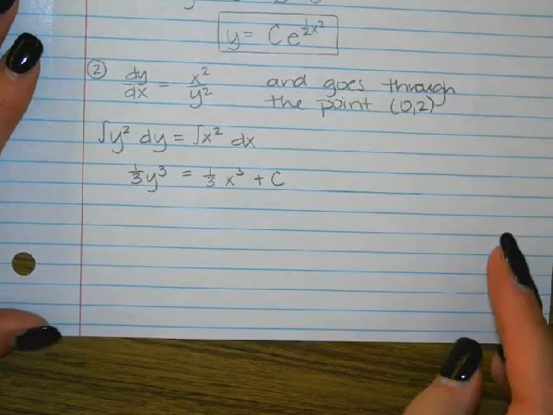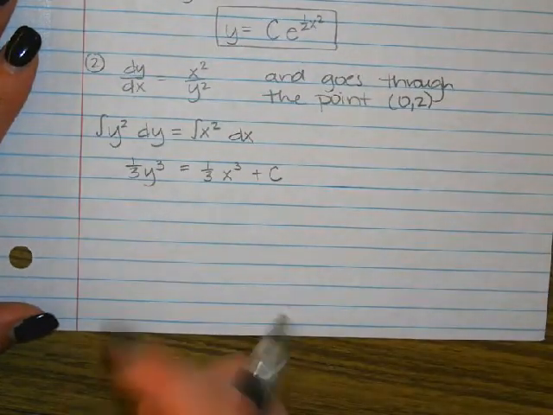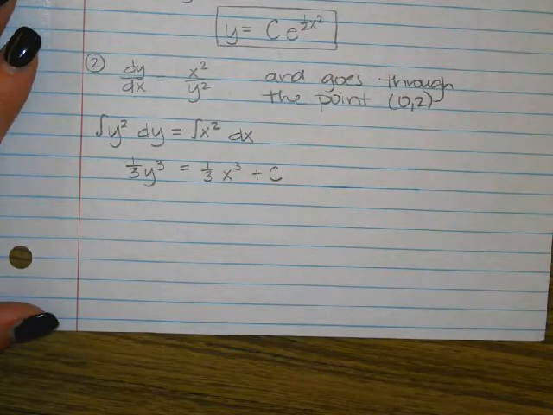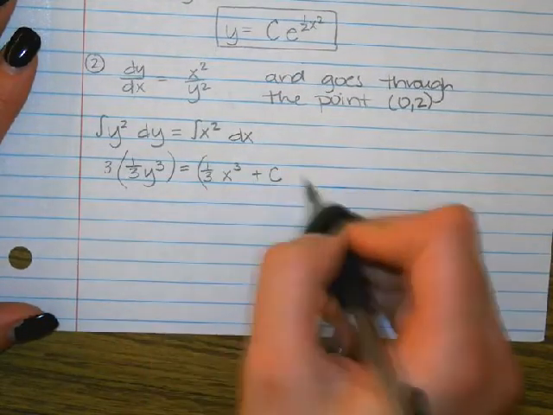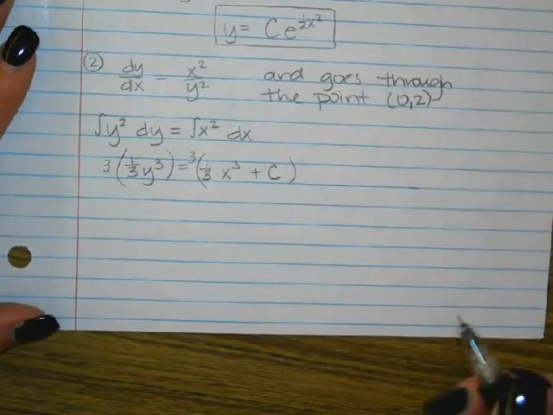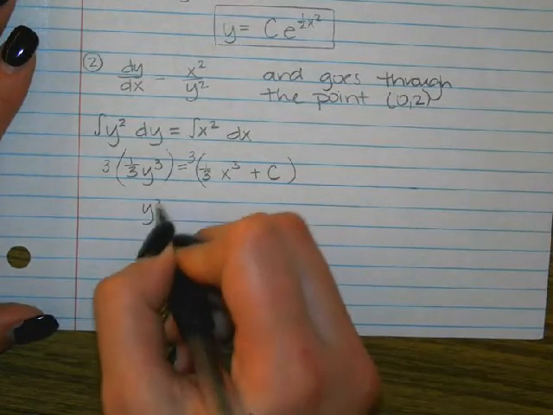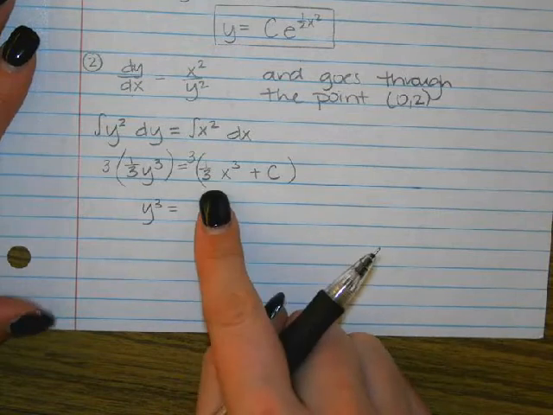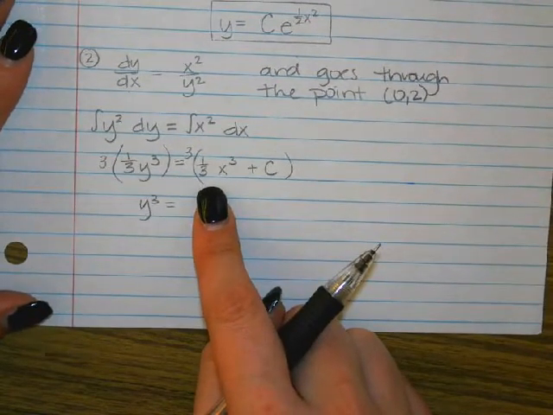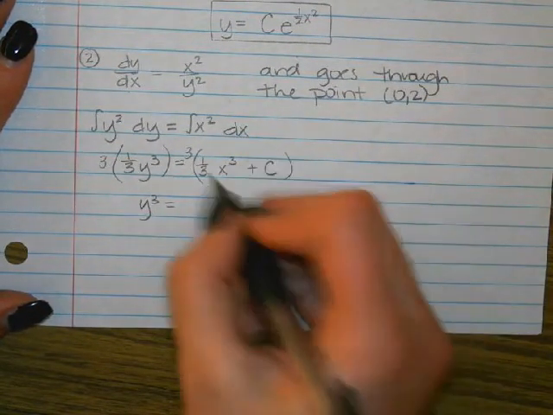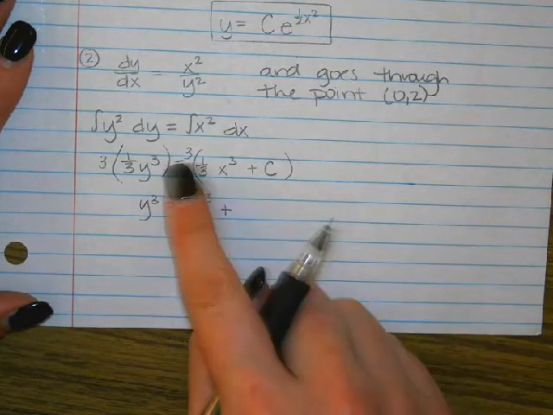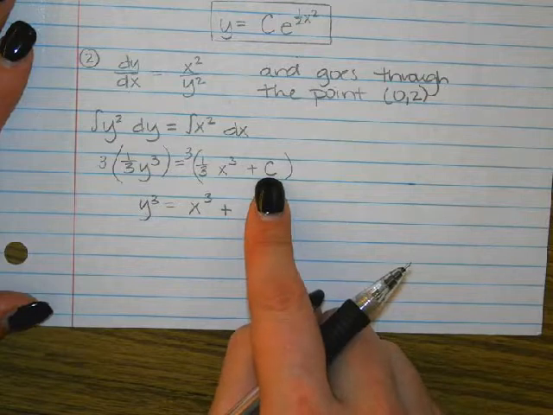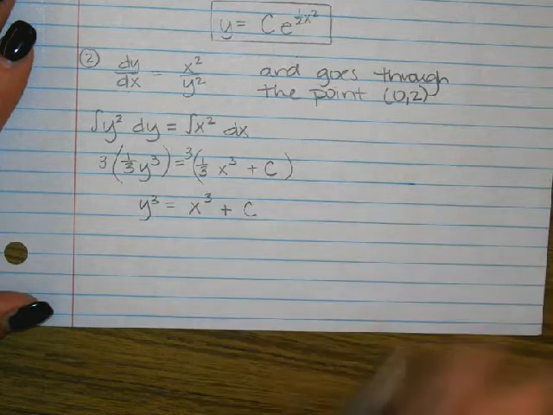Okay. So what can I do to get the y value alone? Multiply it by 3. So I've got to multiply this side by 3. What's 3 times 1/3 x to the third? It's just x to the third. And if I have a constant and I multiply that constant by 3, has it become something different than a constant? It's still a constant, so I'm still going to write plus c.